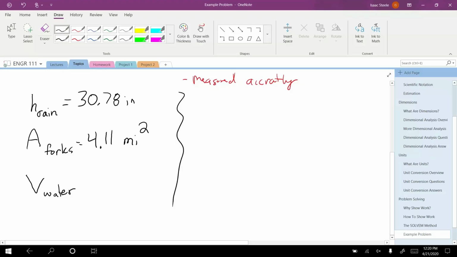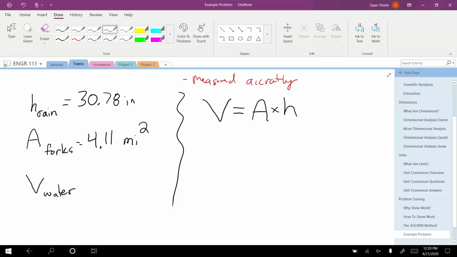I'm going to list out my equations. Now, I really only have one equation, a specific equation that I need, and that is that volume equals area times height. But I'm going to put a couple more things in here because I already looked ahead and I know that I need a few things. I know that I'm going to need to convert from whatever I have here, and when I multiply my height and my area, it's not going to be in gallons.